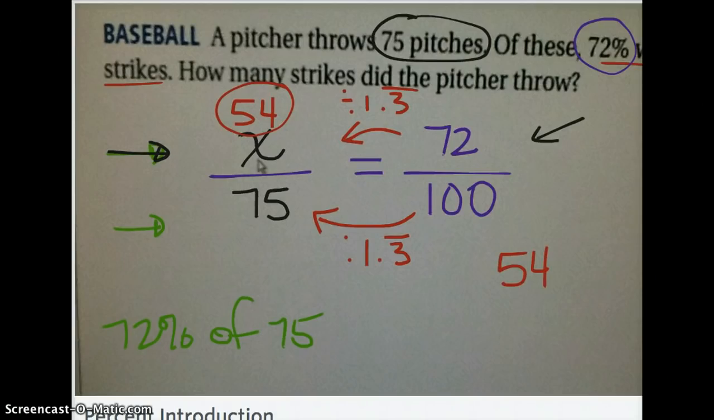Now let's check. 54 out of 75, we needed to see, is that 72%? You guys know how to change a fraction to a percent. Just divide it. 54 divided by 75 is 0.72, which is the same as 72%. So I just set up a proportion. I did my part over whole, percent over 100. I'm going to do one more.